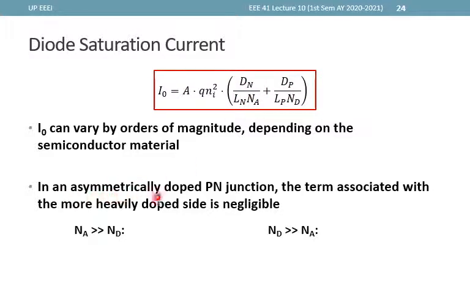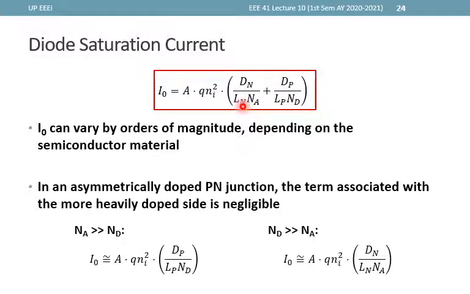Now, for an asymmetrically doped PN junction or a one-sided junction, the term associated with the more heavily doped side is negligible. So if Na is much greater than Nd, then we can simply remove this term right here and end up with I naught is approximately A q ni squared Dp over Lp Nd, and for Nd much greater than Na, we can disregard this term and end up with this one, which again means that I naught is determined by the lightly doped side, since the term for the heavily doped side is negligible.